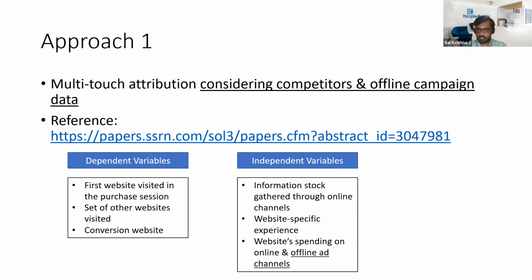Independent variables are the information stock gathered through online channels. Stock is nothing but any browsing that the customer does, right? So you go to Google, you search for a particular keyword, and then you browse through certain links and so on. All of that clickstream data, all of that search data, is what they call information stock.